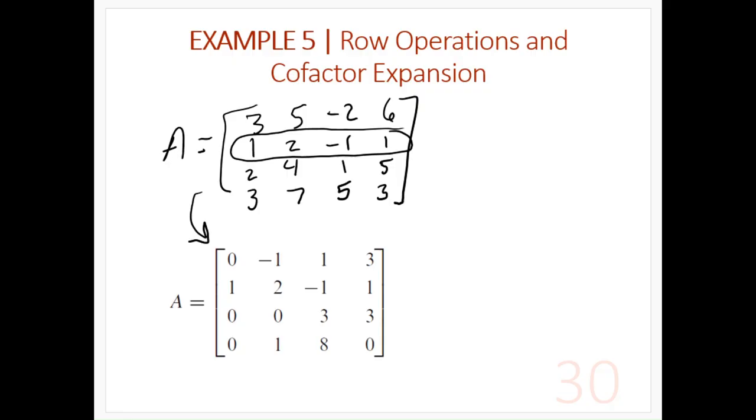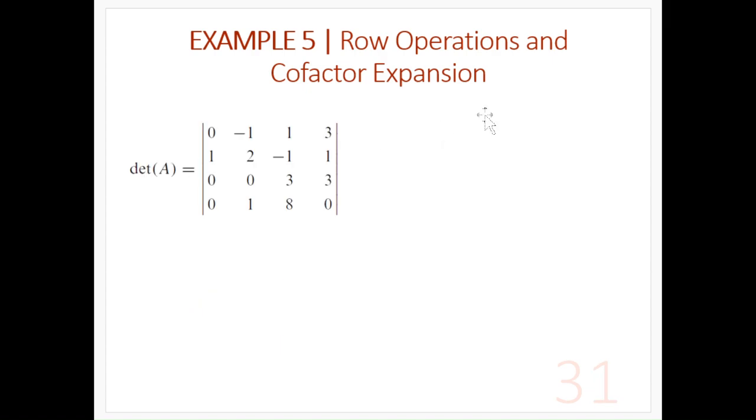Well, lo and behold, we have a very interesting property here. So we've gotten to this more reduced form so far. Like I said, it's not all the way to row echelon form. It's not all the way to reduced row echelon form, but it is more reduced than it originally was.